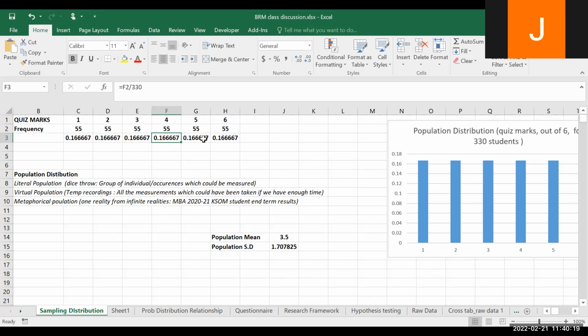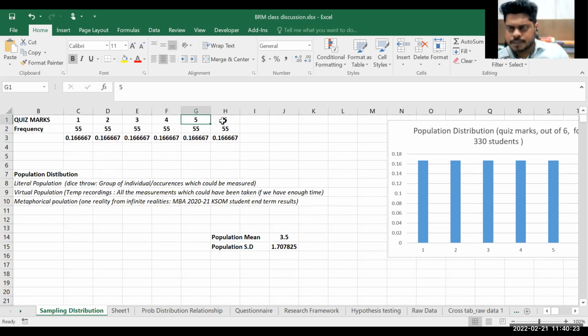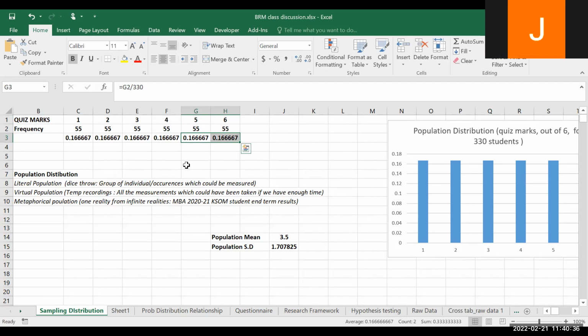Correct. So when I say greater than 4, that means somebody has scored 5 or somebody has scored 6. Those are the two options. Probability of scoring 5 is 16.66%. Probability of scoring 6 is 16.66%. So that is around 33%, right? 33% is right.